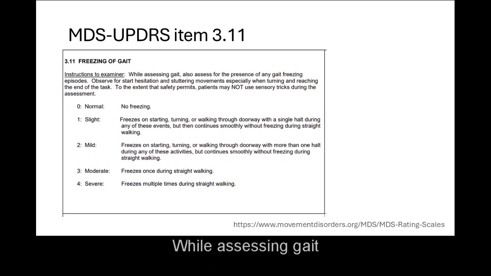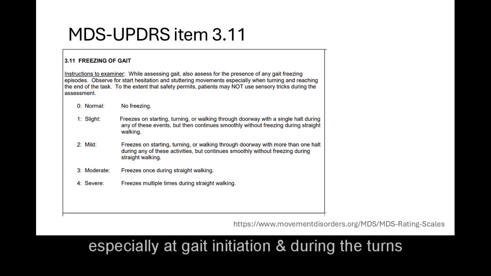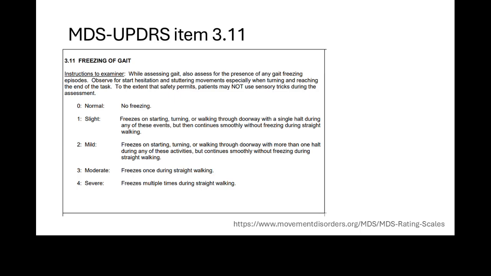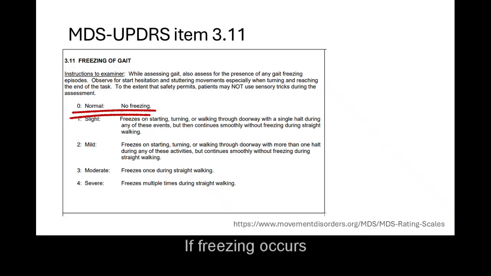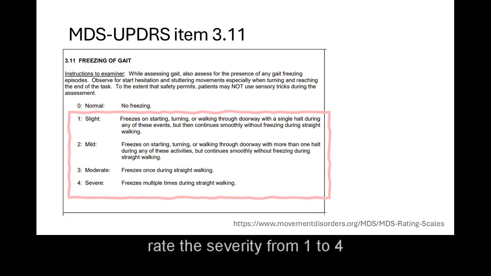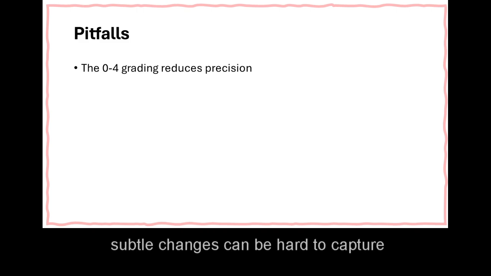While assessing gait, watch for the start hesitation and stuttering steps, especially at gait initiation and during turns. If no freezing is observed, the score is 0. If freezing occurs, rate the severity from 1 to 4 based on frequency. It's important to note that, as the scale is 0 to 4, unlike NFOG-Q, subtle changes can be hard to capture.